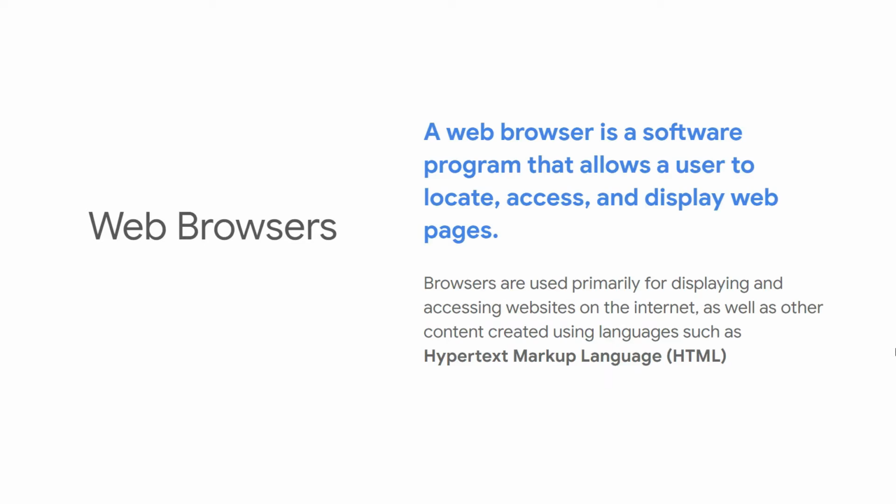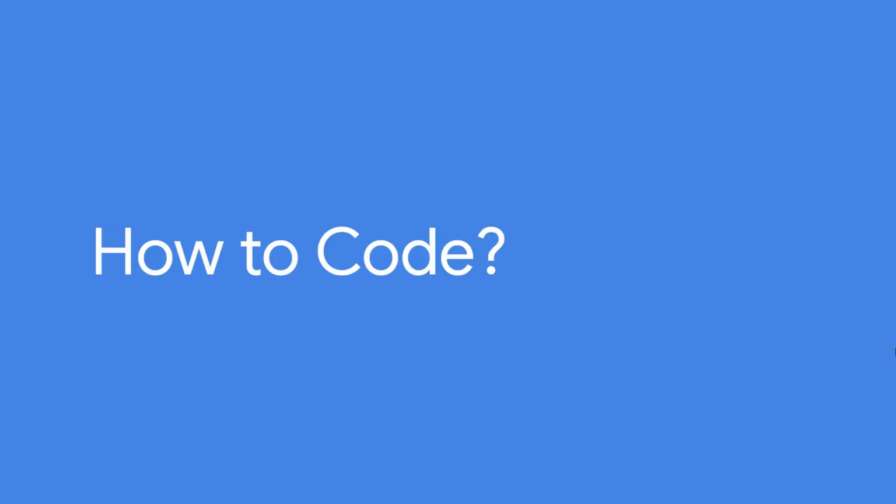So again, as you know, we can create a web page with the help of HTML. So we need to run that page. So we need a browser. A browser is a software program that allows a user to locate, access, and display web pages. You can use any browser for developing a web page, like you can use Chrome, Mozilla Firefox. There are a lot of options that you can use.